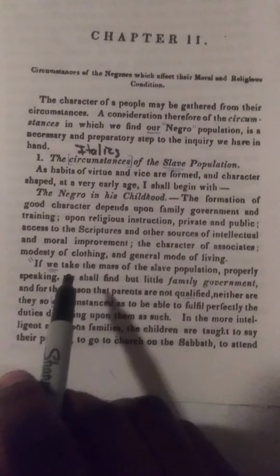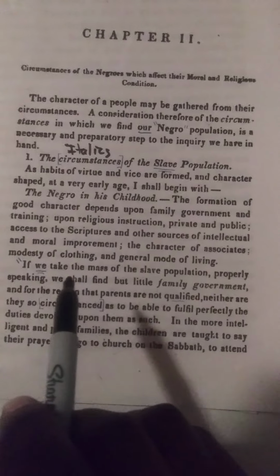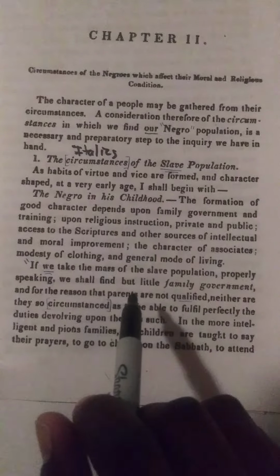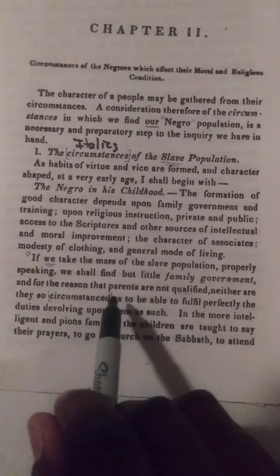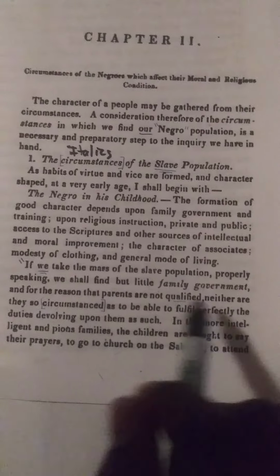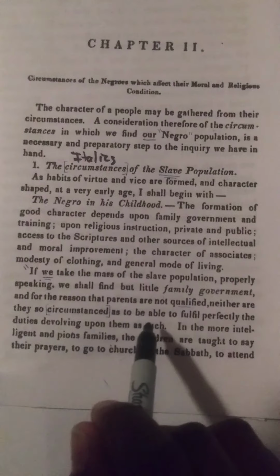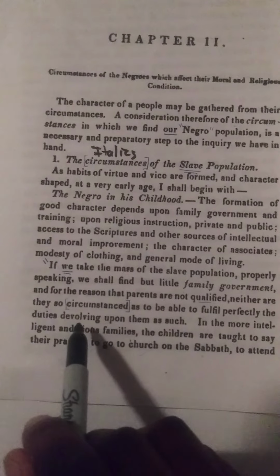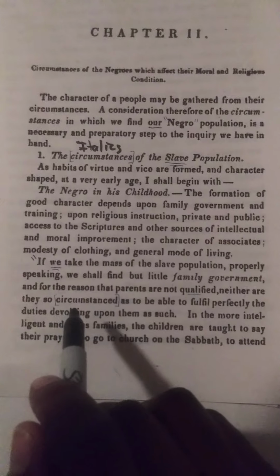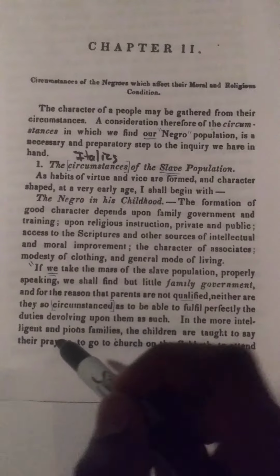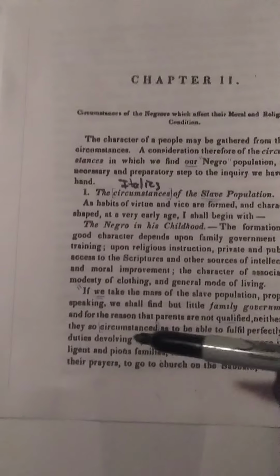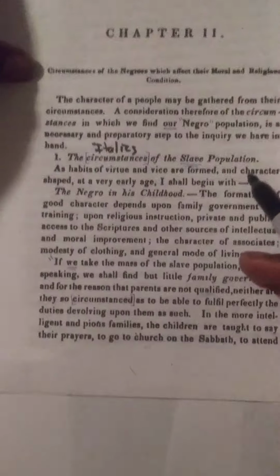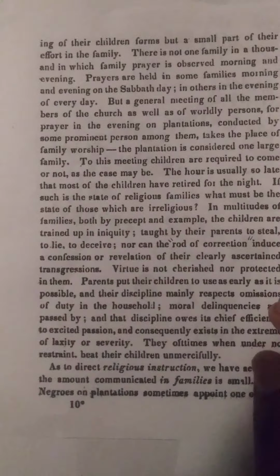It says, "If we take the mass of the slave population, properly speaking, we shall find there is little family government. And for this reason, the parents are not qualified, neither are they circumstanced to fulfill perfectly the duties that are assigned upon them." So when they say circumstance, they're talking about finance, right? Like a situation. You know how someone says, "My situation isn't right." That means their finances, their money isn't right.